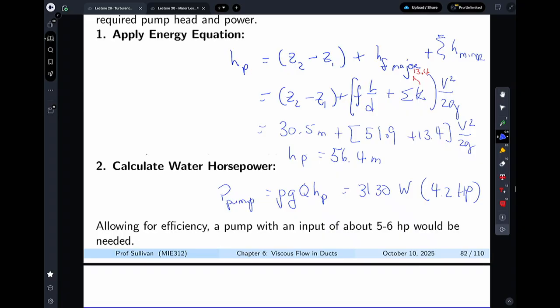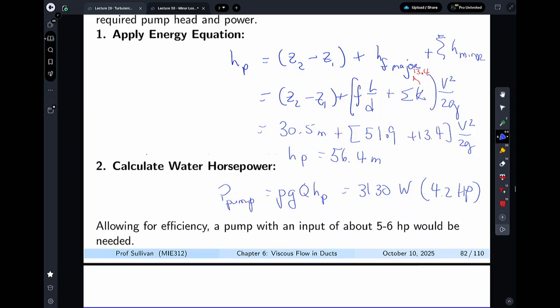And the reality is you can't buy a 4.2 horsepower. You're going to have one that allows for changes in efficiency, and those changes in efficiency are going to require 5 to 6 horsepower. So 70, 80% efficiency. Any questions on this one?